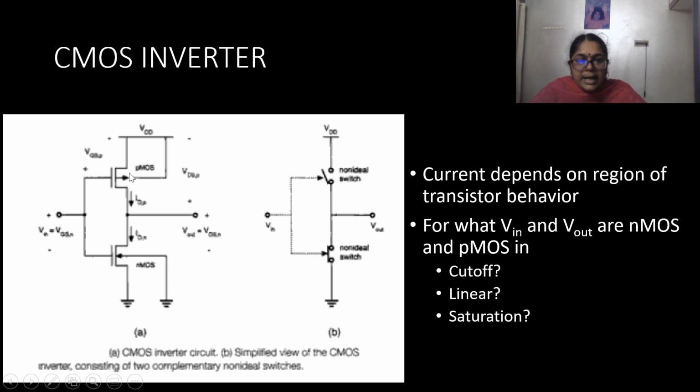So the current that flows depends upon the region of the transistor behavior. We know that the transistor operates in the cutoff, linear or saturation region. So the current depends upon the region of operation of the transistor. For what values of Vin and Vout are the nMOS and pMOS transistors in cutoff, linear or saturation region? That is what we have to find out.